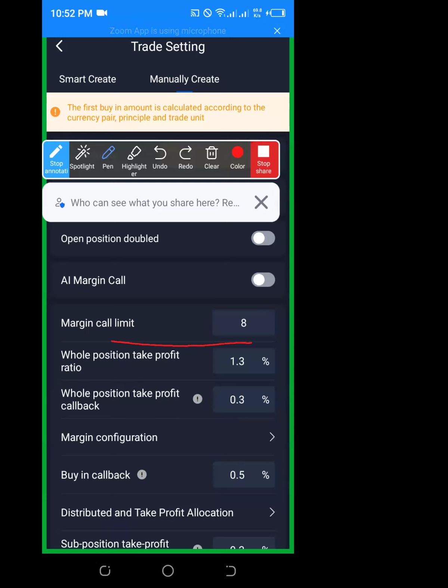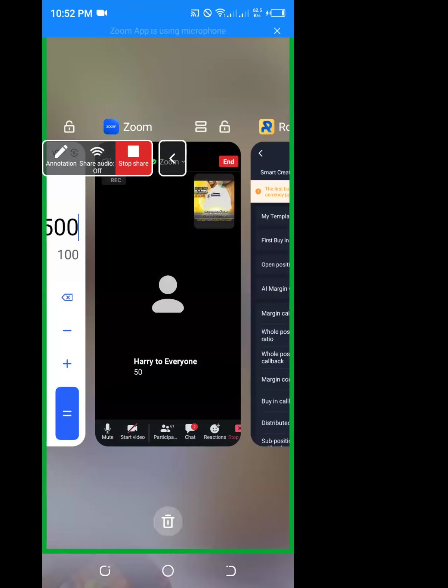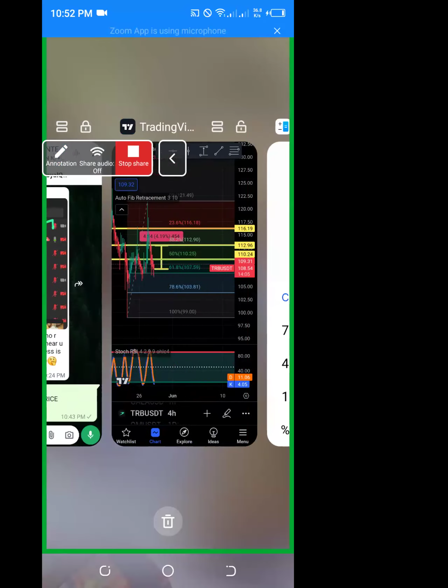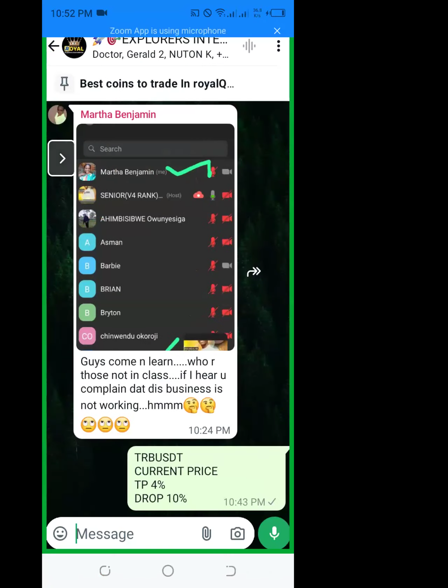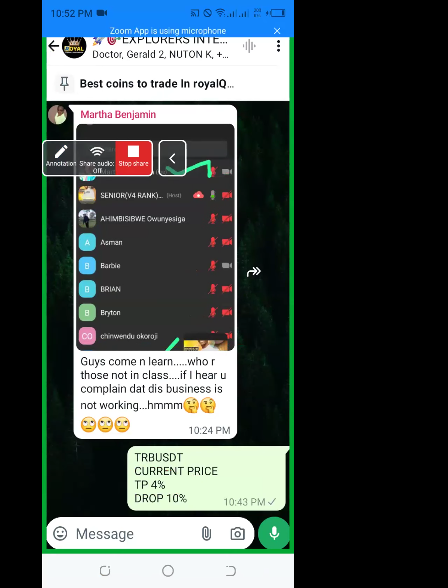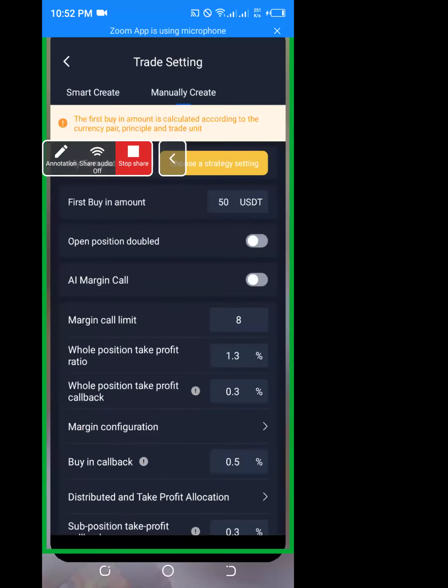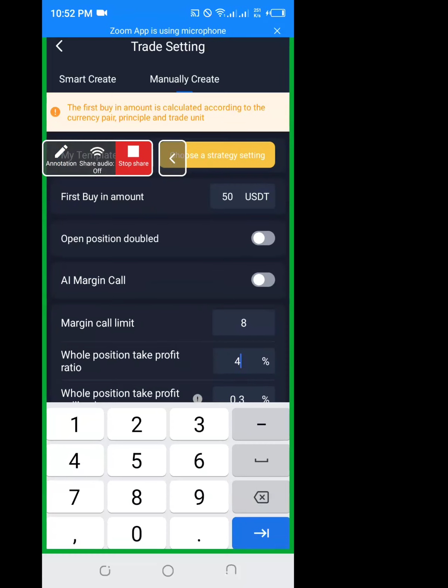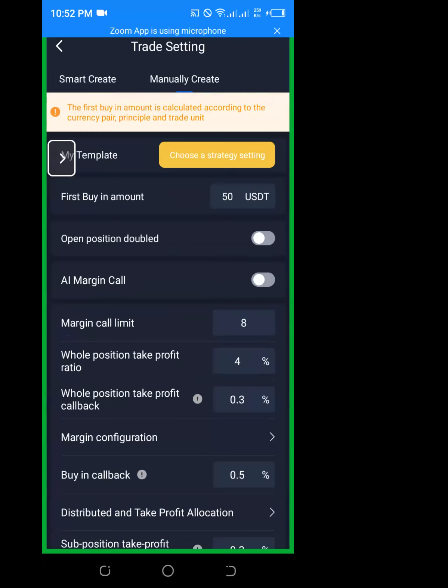Now, we come here. The whole position take a profit ratio is given in the group, in the signal. You come here in the group and look for that signal. It is 4%. You come here and put it here. 4% means the robot will give you 4% of the money that it will invest in the asset.